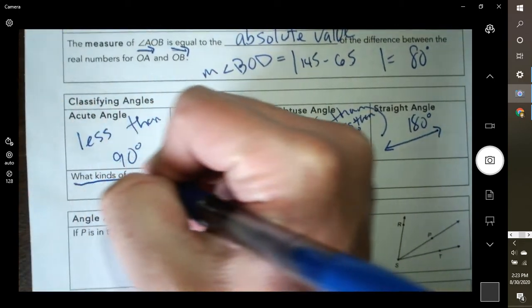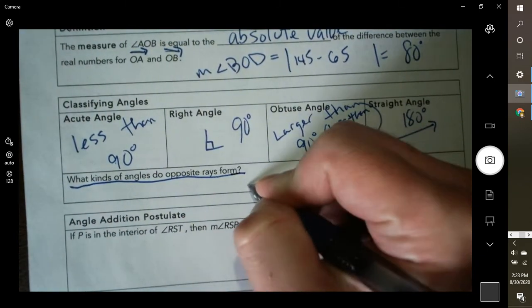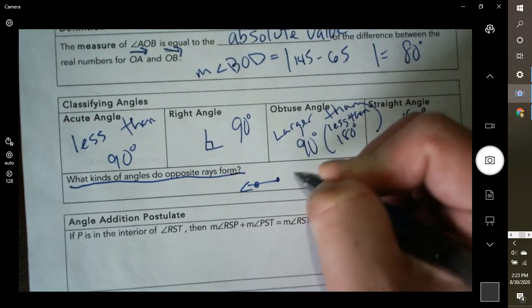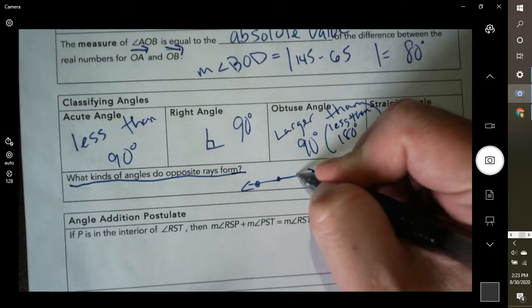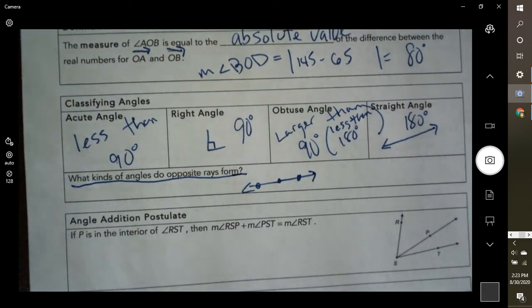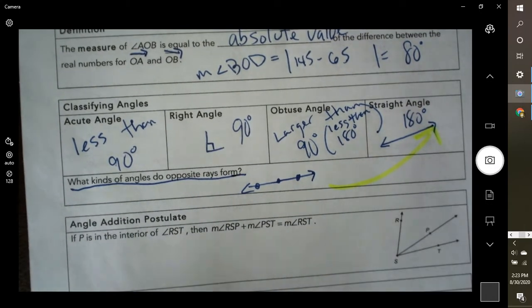What kind of angles do opposite rays form? So this question here, we'll draw opposite rays here. There's one going that way, one going this way. And what kind of angles do they form? Hopefully you're saying it forms those straight angles. They look exactly like the one we just drew.